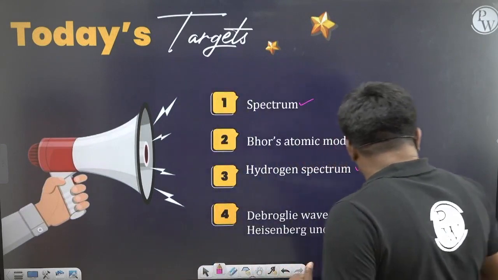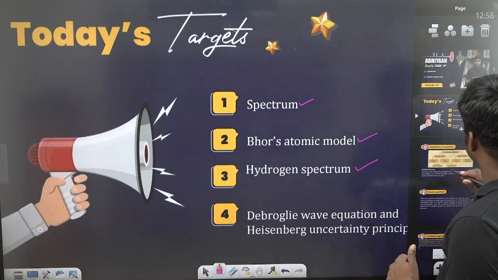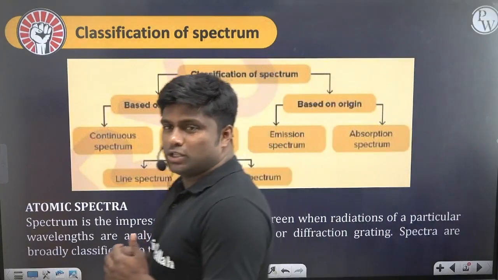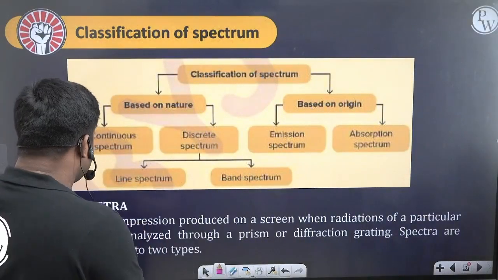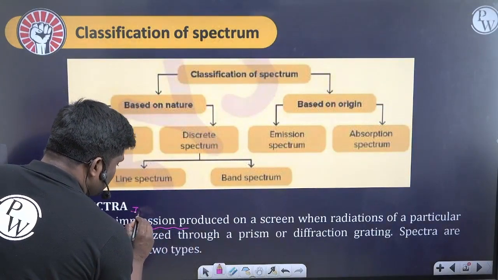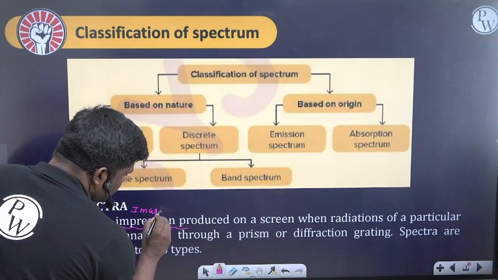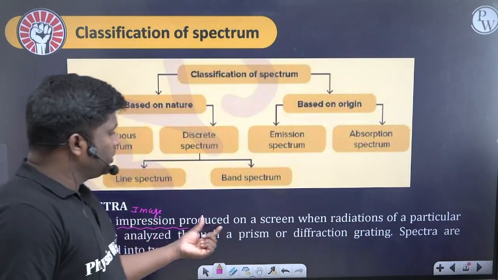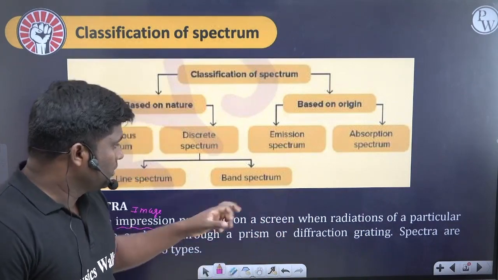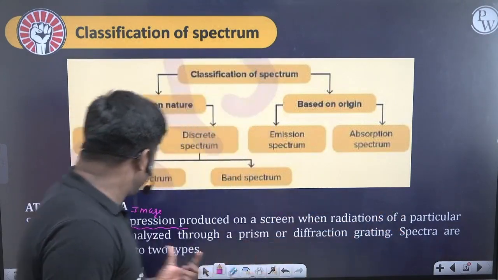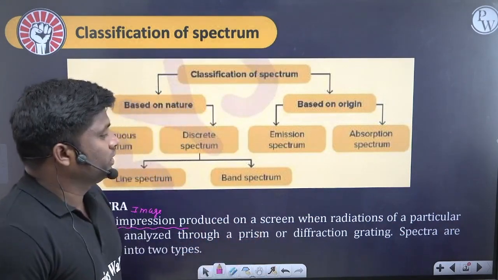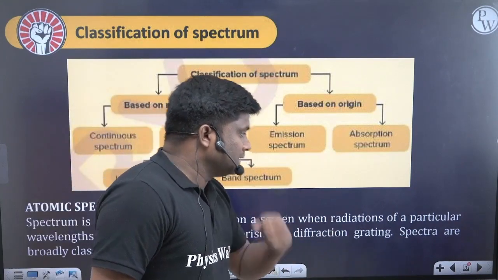Okay, so now we are going to start the very first topic, that is spectrum. So what do you mean by spectrum? Spectrum is the impression. Impression is nothing but image. It is the image produced on a photographic screen when radiations of particular wavelengths are analyzed through a prism or diffraction grating.